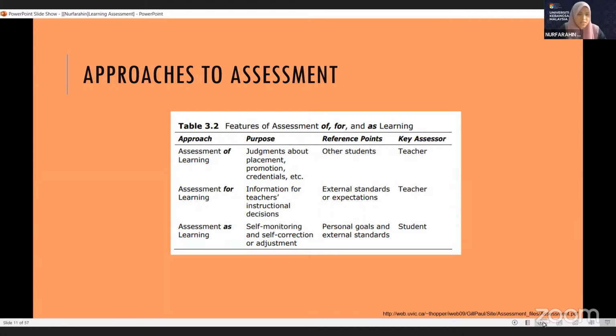And the last one is assessment as learning, where the purpose of it is to self-monitor, self-correct, and self-adjust. Pretty much it values what we usually refer to as self-directed, okay? Self-directed learning. So reference points would be personal goals and external standards, and the key assessor is the student. All right.